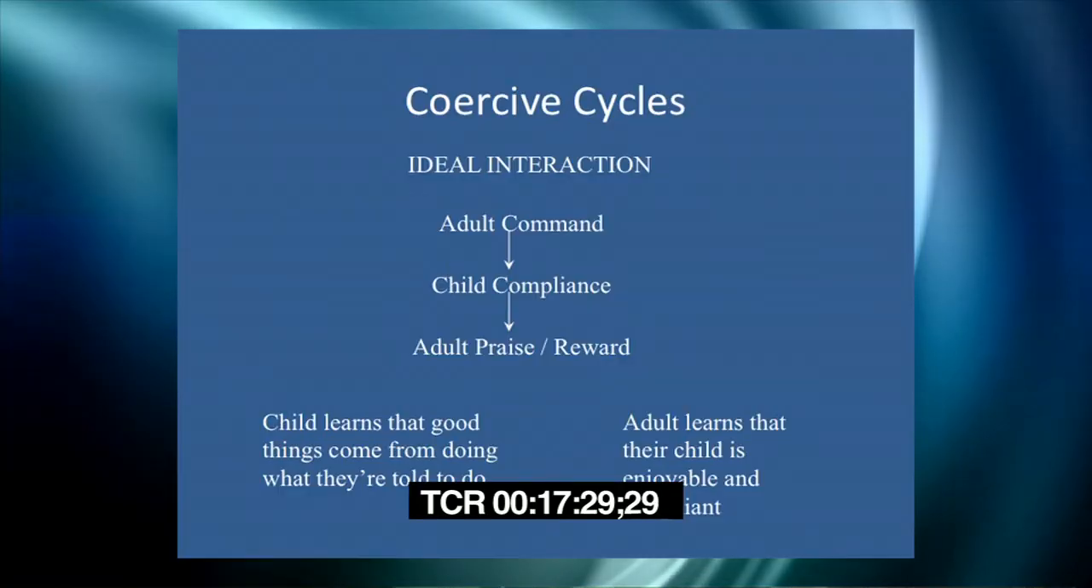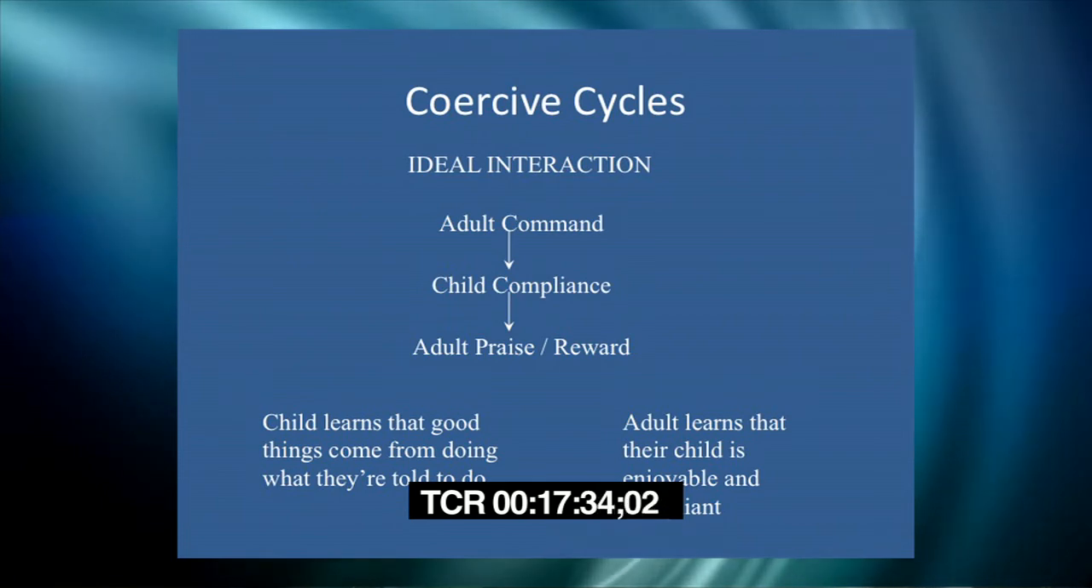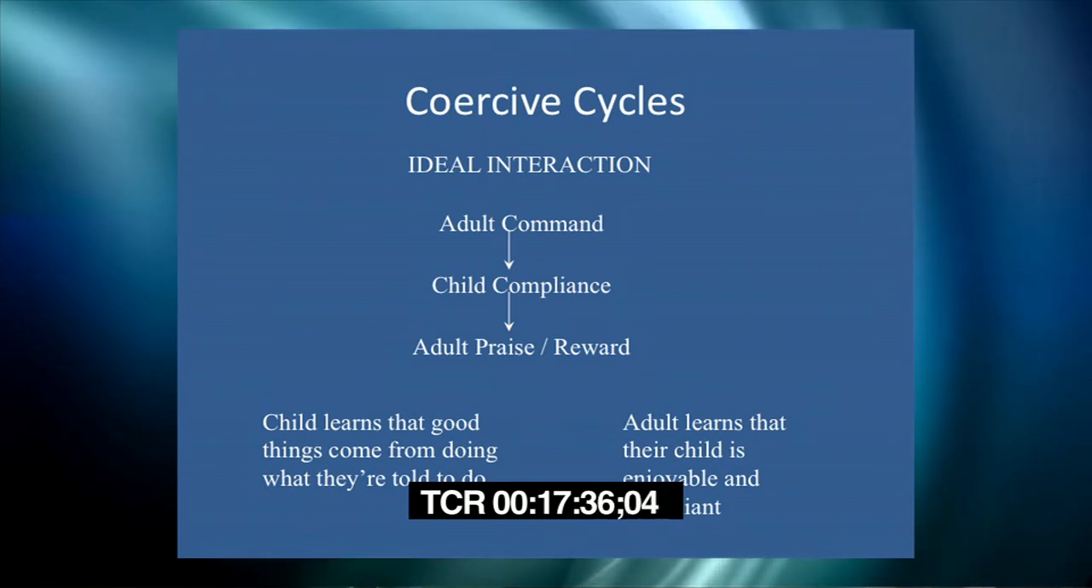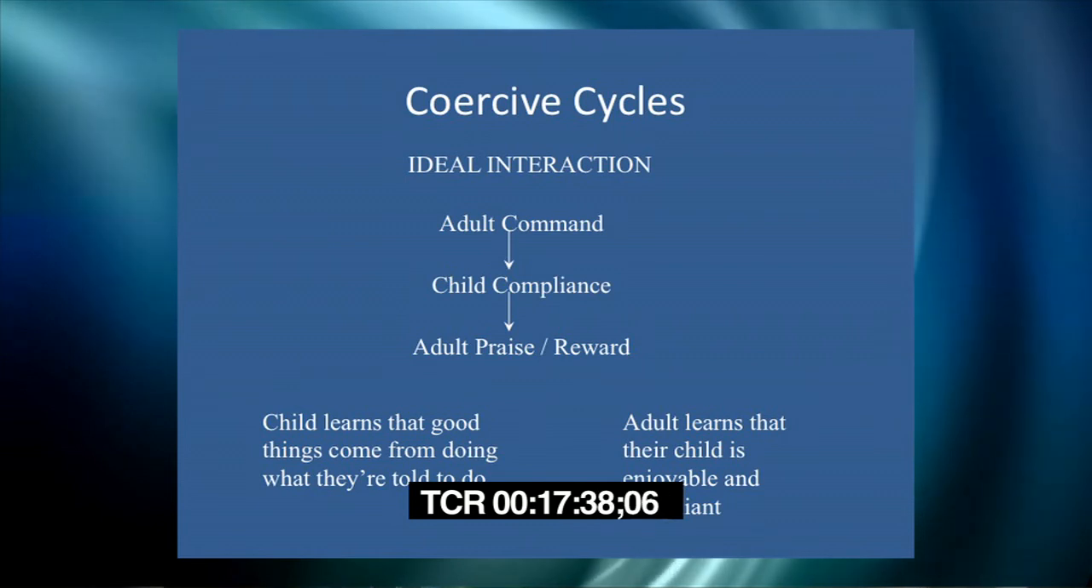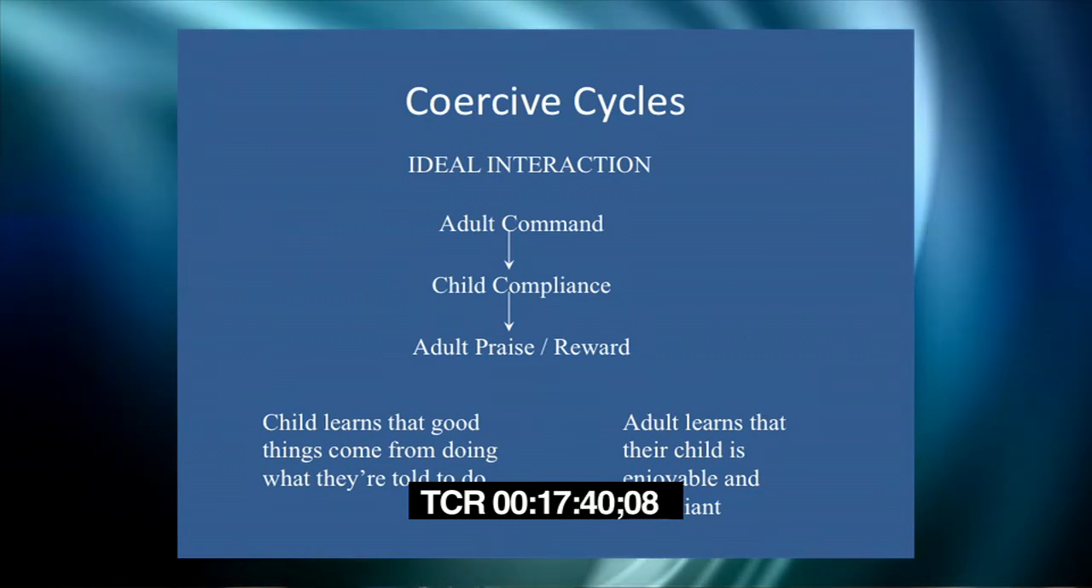So what we see as outcomes is that kids can learn that good things come from doing what they're told to do. I get attention for that. I get positive feedback. And parents learn that their child's enjoyable and compliant.